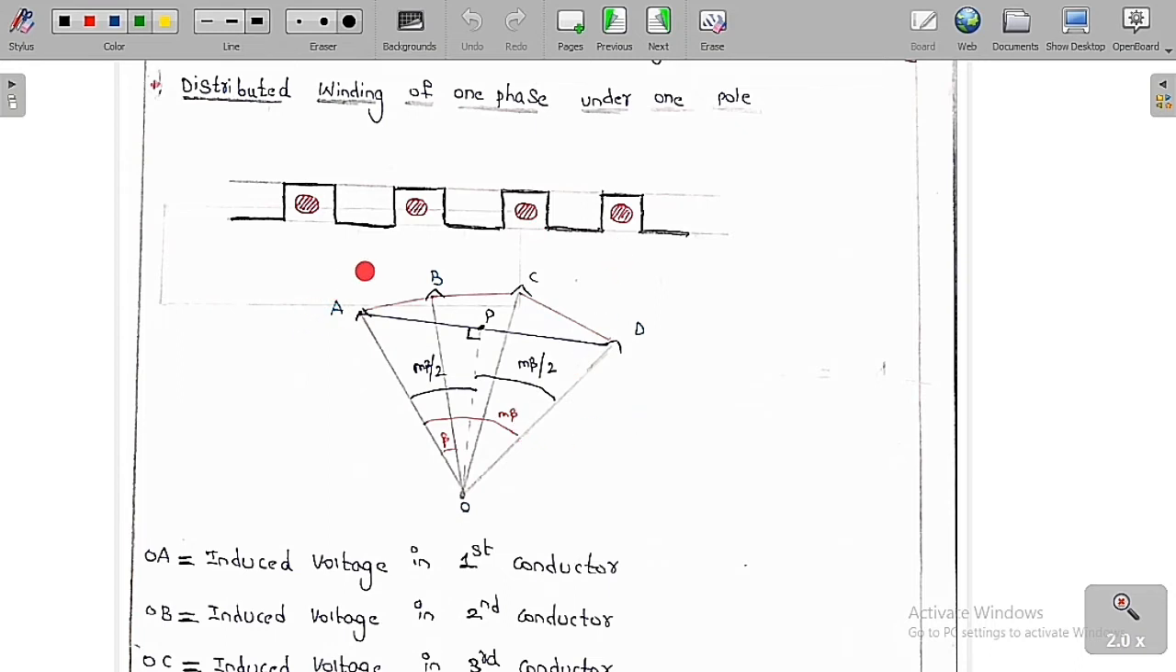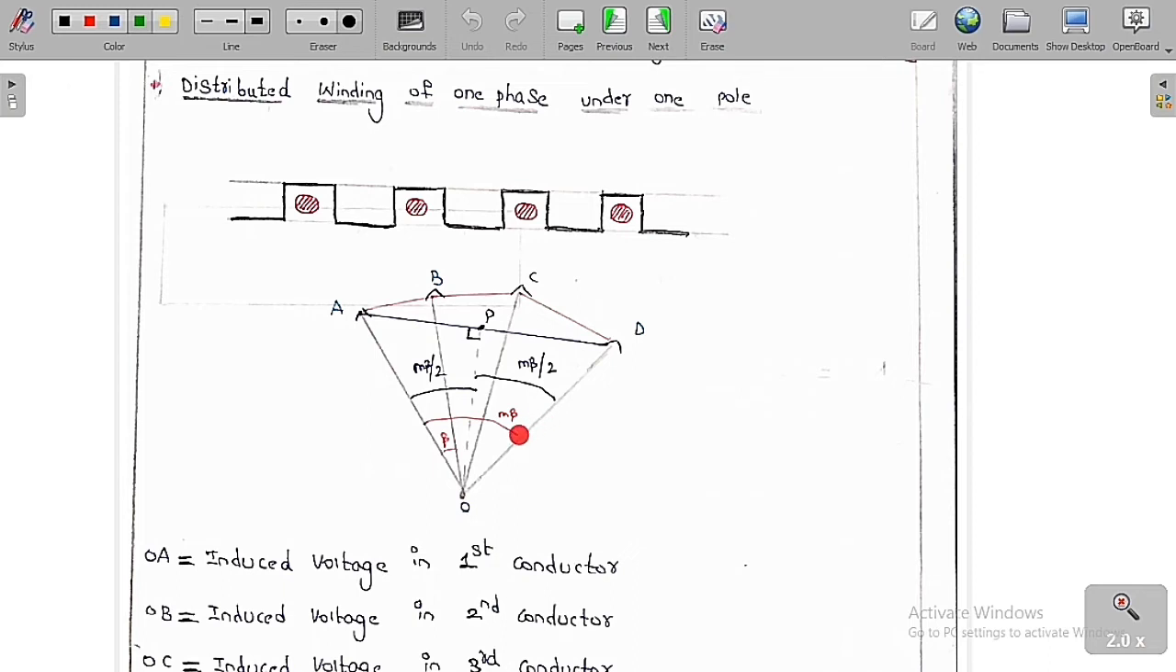So if you want to find the overall angle between the OA vector and the OD vector, it is nothing but m into beta, because m, the number of slots per pole per phase, times the phase spread is the overall angle between the first conductor and the last conductor. So under one phase, m into beta is the overall phase spread between the OA and the OD vector. So this much angle is covered by one phase under one pole.